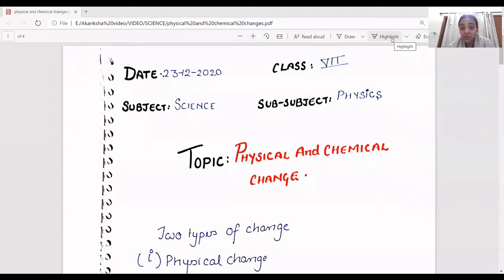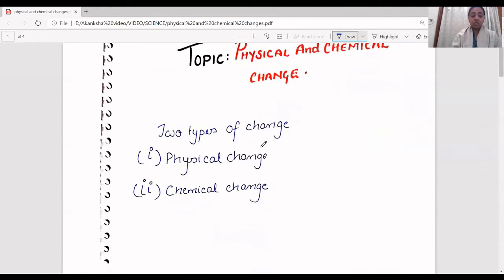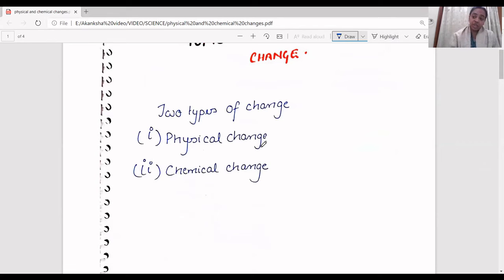Hey everyone, today we're going to do physical and chemical changes. Now, this is one topic of physics. Until now, we were dealing with the different topics of chemistry, and now we've started with physics. We'll be going through little topics of physics, and today's video is on physical and chemical changes. There are two types of changes: one is the physical change, and the other is the chemical change. So let's understand each of them one by one.